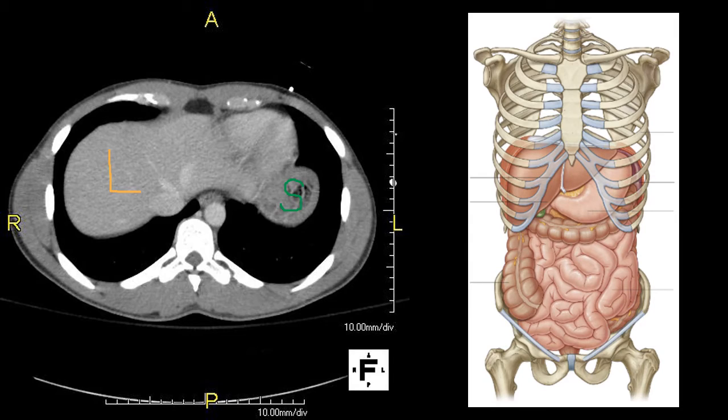Now, the liver has expanded on this image, and we are starting to see a little bit of the stomach. So let's go ahead and orient ourselves on our cartoon image. We're right about here. Specifically, we've cut through the fundus of the stomach. So let's scroll through some more slides to see the liver and stomach become even more defined.